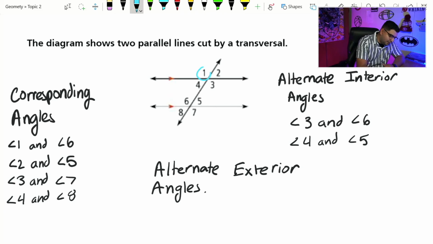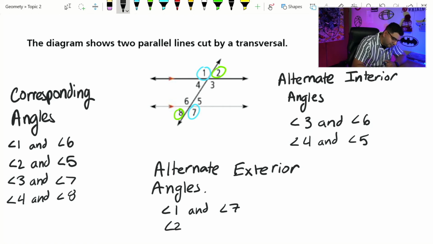So angle 1 and angle 7, they're on the outside of the parallel lines and they're on opposite ends of our transversal. So these are alternate exterior angles, angle 1 and angle 7. And then finally we have angle 2 and angle 8. Angle 2 and angle 8. And these are all of the different pairs that we get whenever we have two parallel lines that are cut by a transversal.